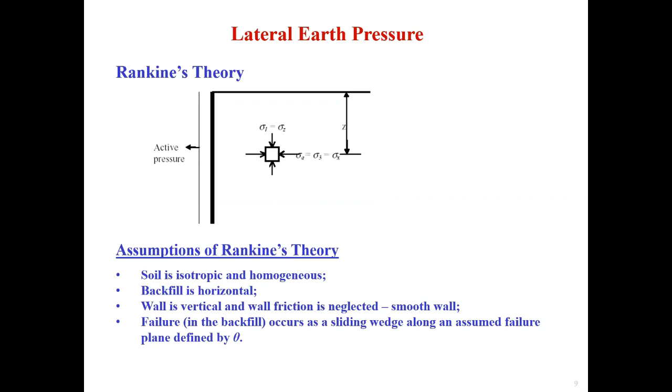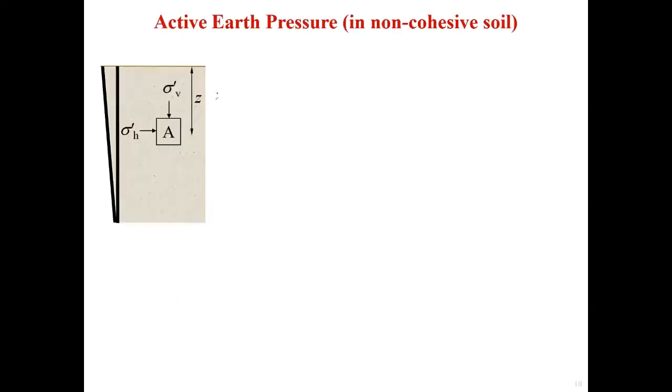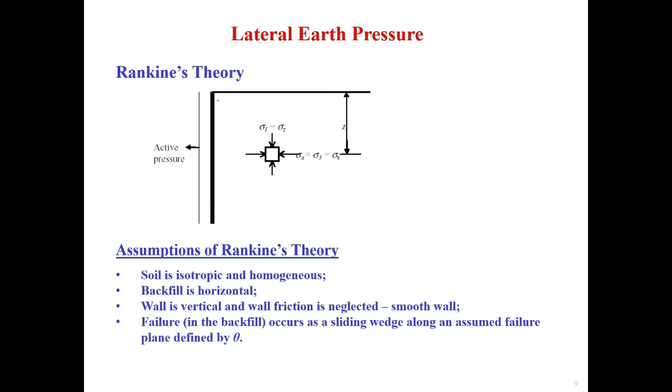It also neglects the friction between the wall and the soil, so it assumes a smooth case. In other words, it's a smooth wall. According to this method, the only friction that exists in the system is between the soil particles themselves. We know this isn't true in real life, but it's an assumption we make to simplify the problem. And lastly, the failure occurs as a sliding wedge along an assumed failure plane.